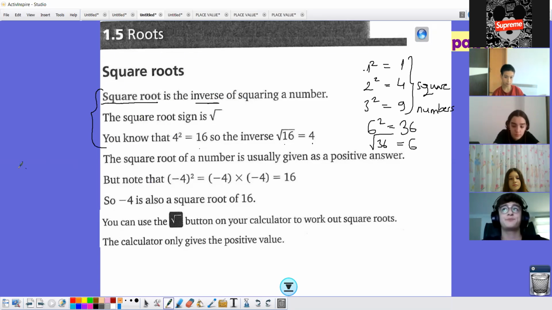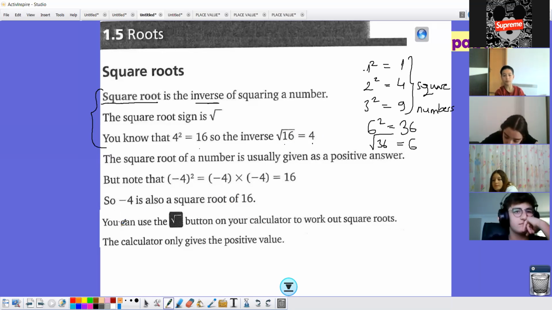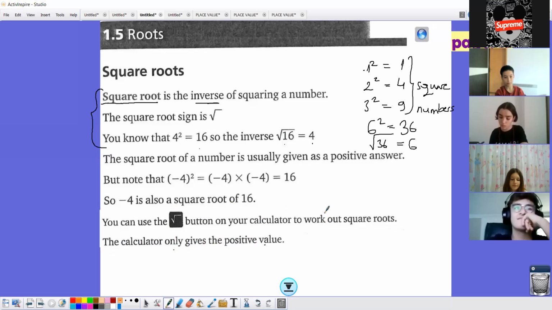Okay, now here, look, the square root of a number is usually given as a positive answer, okay? Always, when you take out from the square root, your result will be a positive number. So the calculator only gives the positive value. You can use the calculator to find some of the square roots, but for now we'll learn how to find the square roots without a calculator.